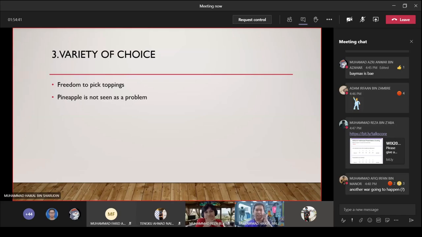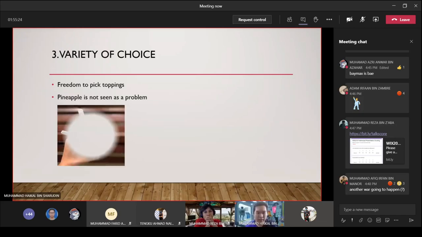Okay, point number three is the variety of choice. It is a freedom for us to pick toppings, because we can choose a lot of toppings for our pizza. From my point of view, pineapple is not a problem, because the pineapple pizza was never intended to gross people out, but instead to give people more choices. Let me take you a step back, since I'm talking about variety of choice: if we can have boba in instant noodles, why can't we have pineapple on a pizza?